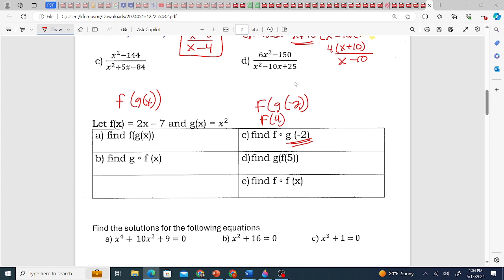Okay, let's do C. F of g of negative 2. So if I plug in negative 2 for g, I get negative 2 squared. So then negative 2 to the second power is positive 4. So now I got f of 4. So now I just plug 4 into f.